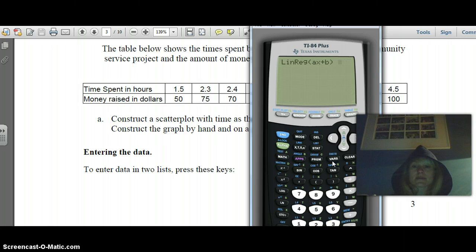So we hit vars, right arrow over to y vars, because we want this to go into our y equals, and then we hit enter, and we want it to go into y1, so we hit enter again, and then hit enter one more time. Okay, so all of this comes up, our slope, our y-intercept, our r. But look what happens when you go to your y equals. It put that equation in your y1 for you.